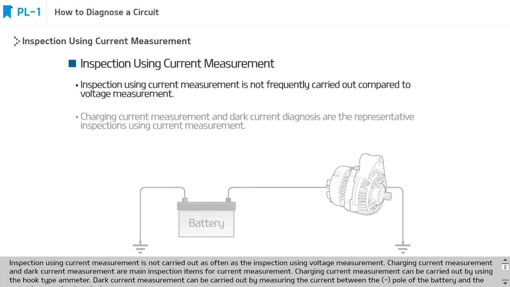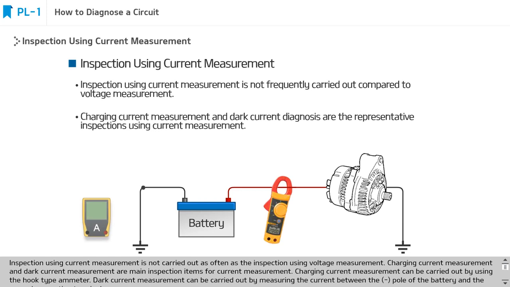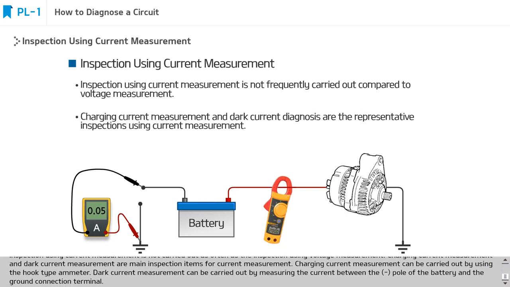Inspection using current measurement is not carried out as often as the inspection using voltage measurement. Charging current measurement and dark current measurement are main inspection items for current measurement. Charging current measurement can be carried out by using the hook-type ammeter. Dark current measurement can be carried out by measuring the current between the negative pole of the battery and the ground connection terminal.